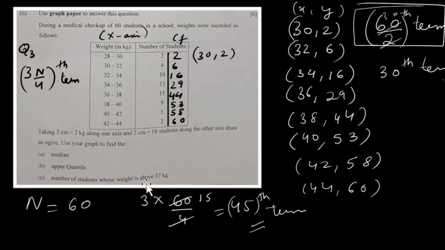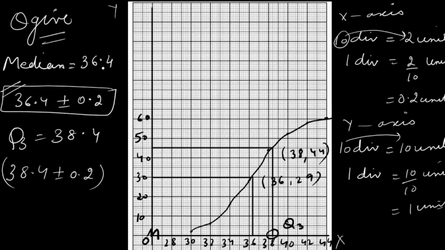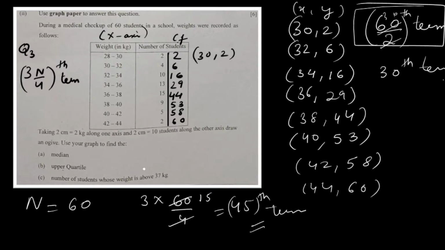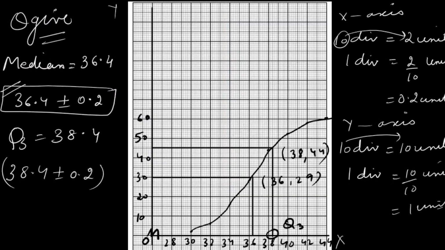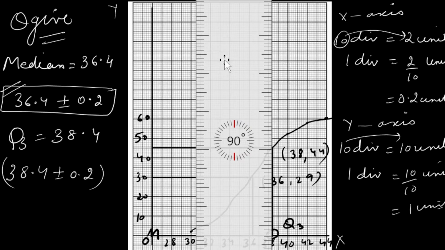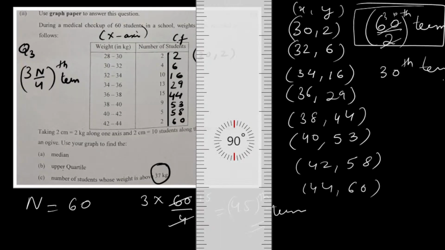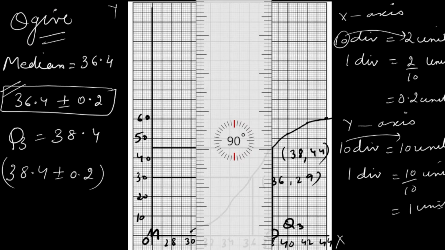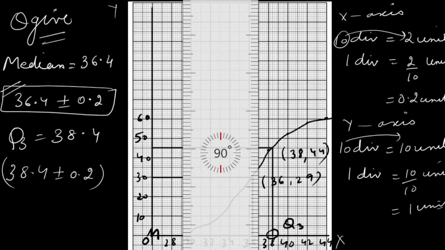Now let's find the number of students whose weight is above 37 kg. Here we have to find the number of students, and number of students means frequency on the y-axis. So with respect to 37, we will draw one line which should meet the curve, because we have to find the number of students whose weight is above 37. Here I have 37, which is exactly in between 36 and 38.